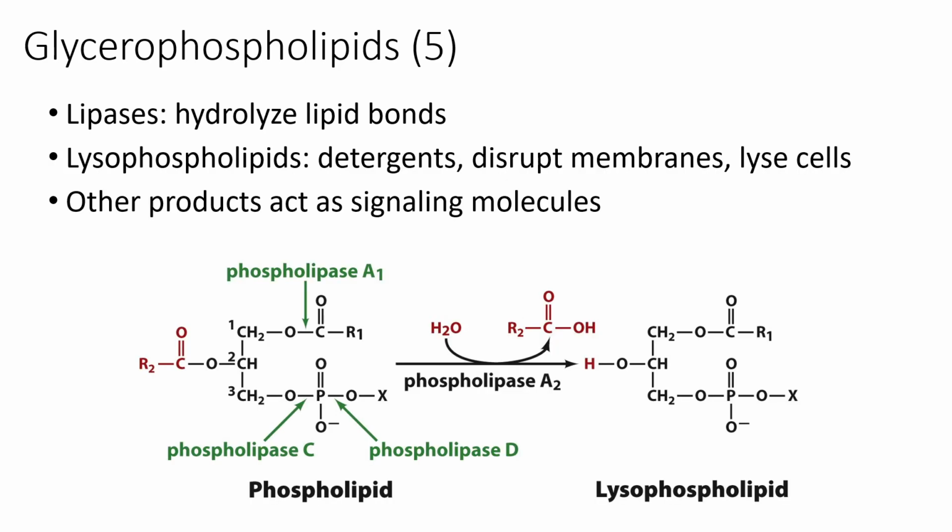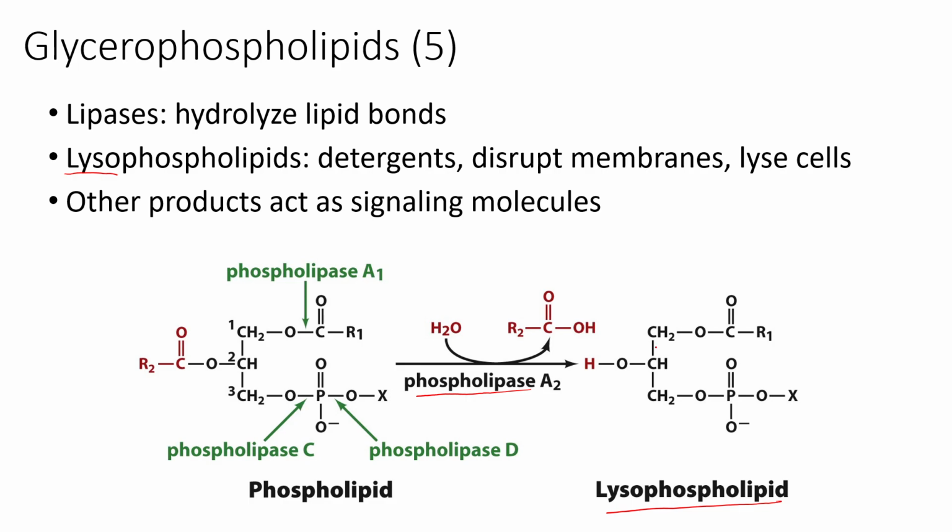So once you lyse a lipid bond, you have what we call a lysophospholipid. Lyso because it's been cut, right? So lysophospholipids have distinct functions compared to whole glycerophospholipids. Lysophospholipids tend to act as detergents, which means they're able to disrupt membranes or to lyse cells. And so if you look at our diagram on the bottom here, we have our phospholipase. This is a type of lipase, right? It hydrolyzes lipid bonds, and our product after that cutting is a lysophospholipid.